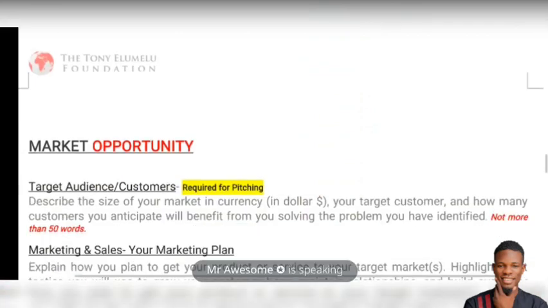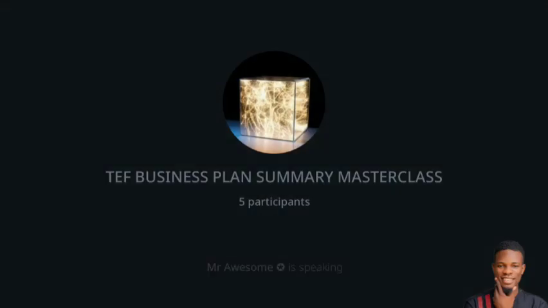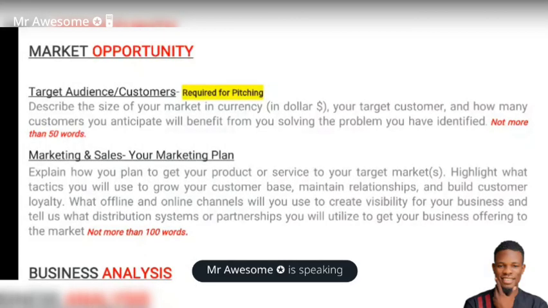Okay. Now let's talk about market opportunity. So who is your target audience? Who is your target customer? Describe the size of your market in currency. That's in dollars. Your target customer and how many customers you anticipate will benefit from you solving the problem you have identified. Now, this section is simple. Your target audience, so you should describe them.